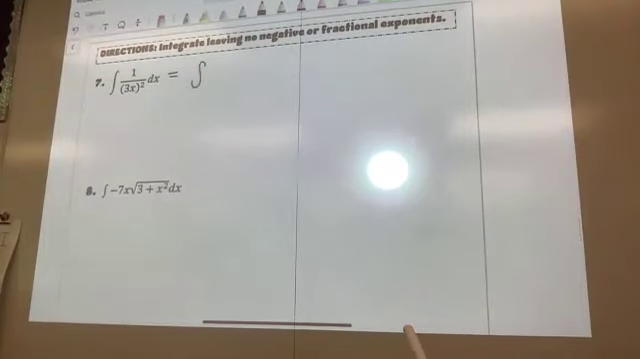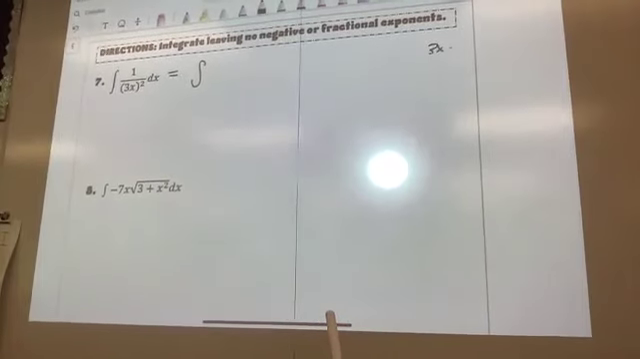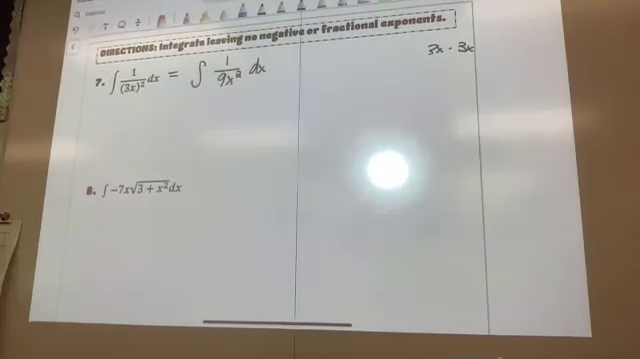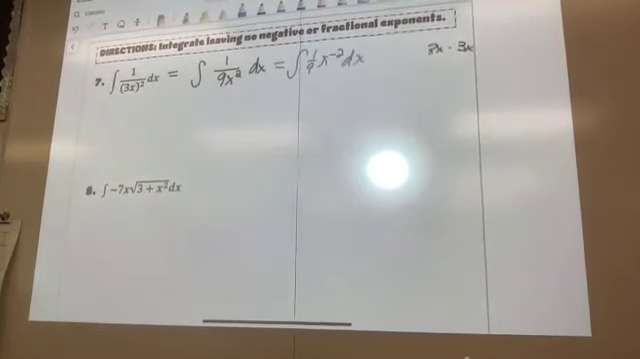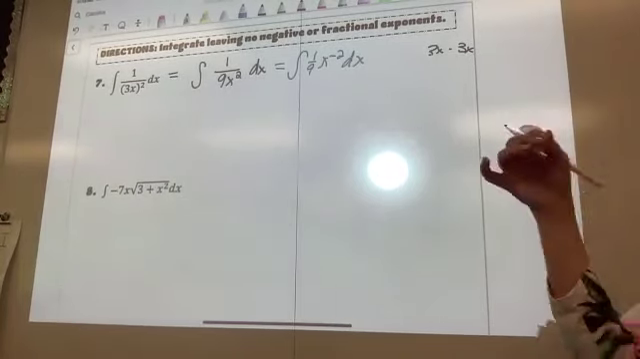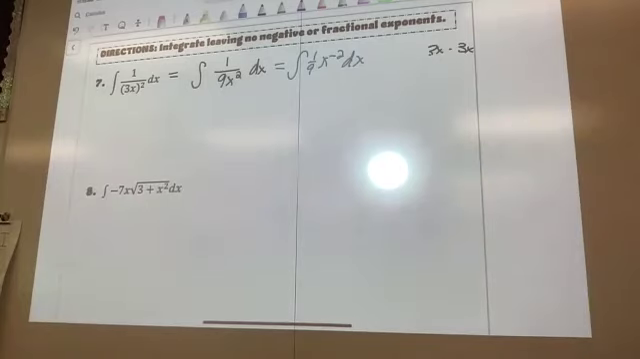9x squared, right? Squaring 3x squared means 3x times 3x, right? You can square over multiplication, just not addition or subtraction. This becomes 1 over 9x squared dx. Do I need to do u substitution here? No. I do need to rewrite it. I need to say that this is the integral of 1/9 x to the negative 2 dx. I don't need to do u substitution here. I don't need a u du. I can just integrate with the power rule. So if you can avoid using u substitution, you do.